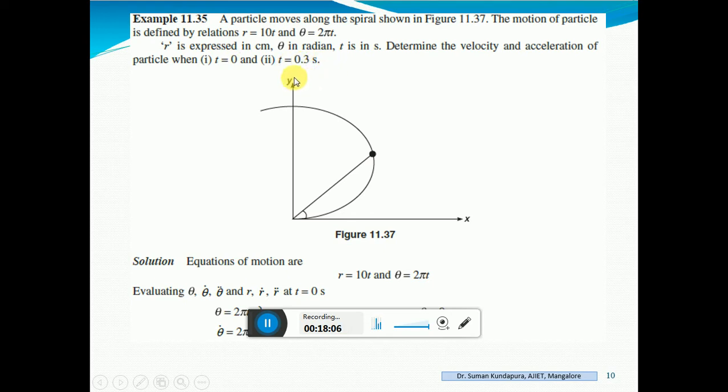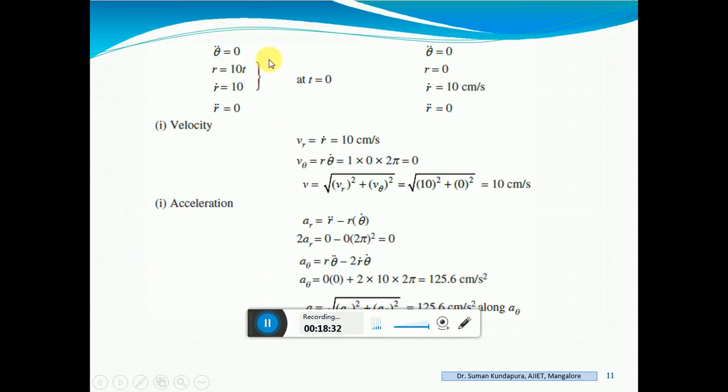Similar to the previous problem, what you have to do is differentiate both of these. This one, once you differentiate, you will get 10. Two times you differentiate, you will get it as 0 because 10 is a constant. Constant derivative will become 0. Similarly, theta, once you differentiate this, you will get 2 pi. Second time when you differentiate, you will get it as 0. So, substitute the respective values in the velocity, radial component and transverse component. Whatever you are getting for r, please substitute over here.